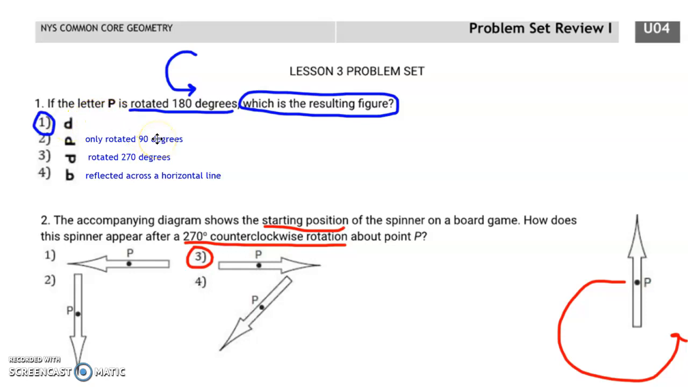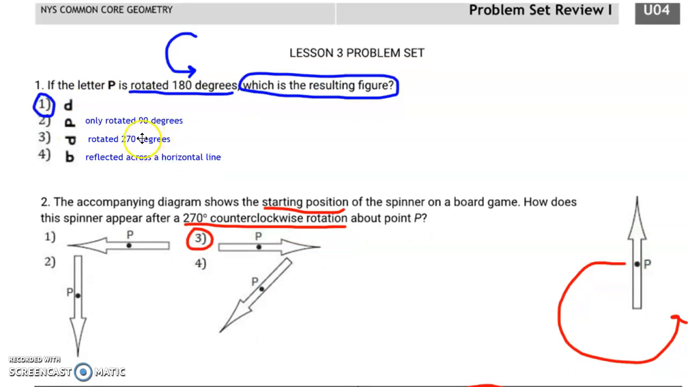In this case, I only rotated it 90. In this case, I rotated it 270. In this case, I actually reflected it across a horizontal line. It's like if it was standing on a reflective pool or something.